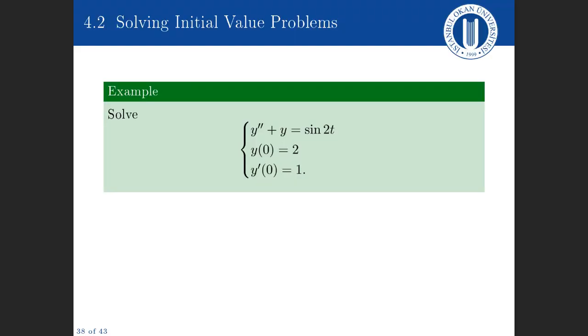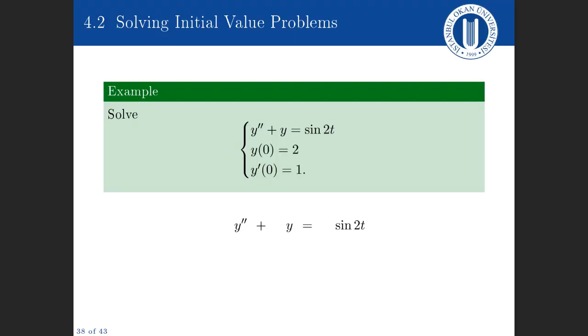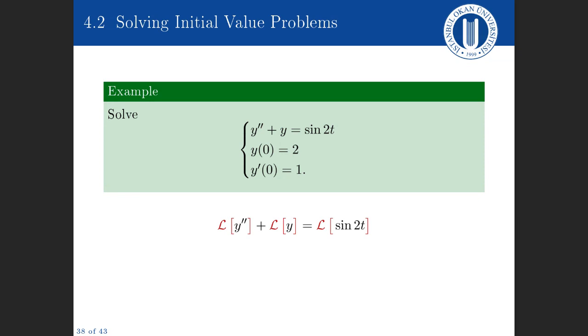Let's do another example. Solve y double prime plus y is equal to sine 2t with the initial conditions y of 0 is 2, y prime of 0 is equal to 1. So let's go through the method very quickly. We start with the differential equation and we take the Laplace transform of everything. The Laplace transform of y double prime plus the Laplace transform of y is equal to the Laplace transform of sine 2t.